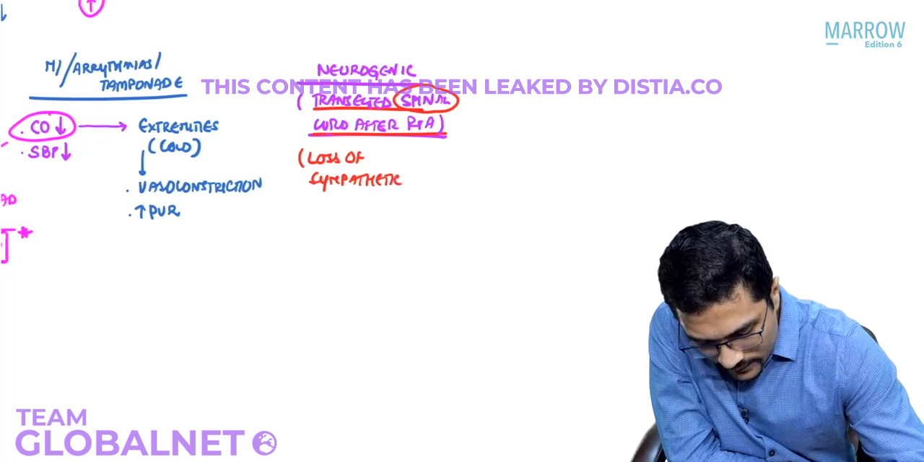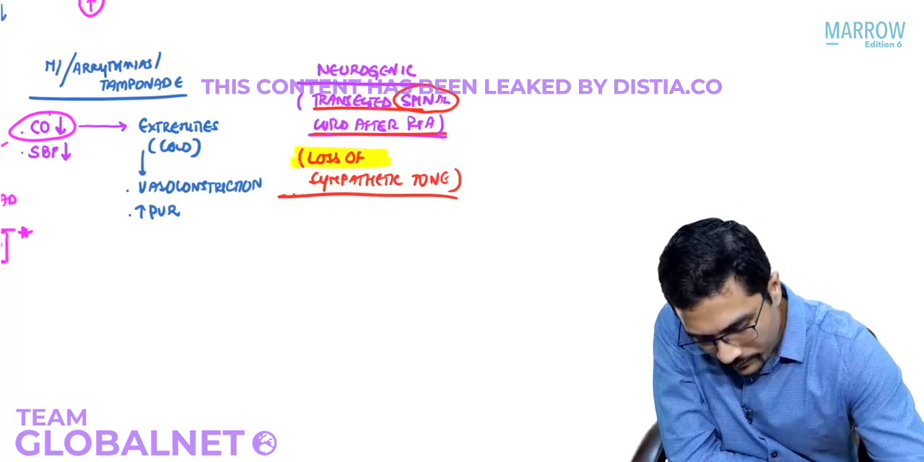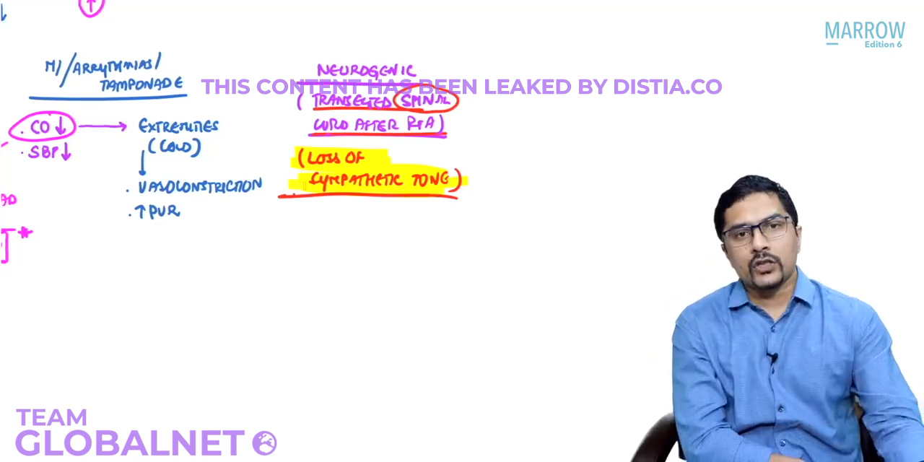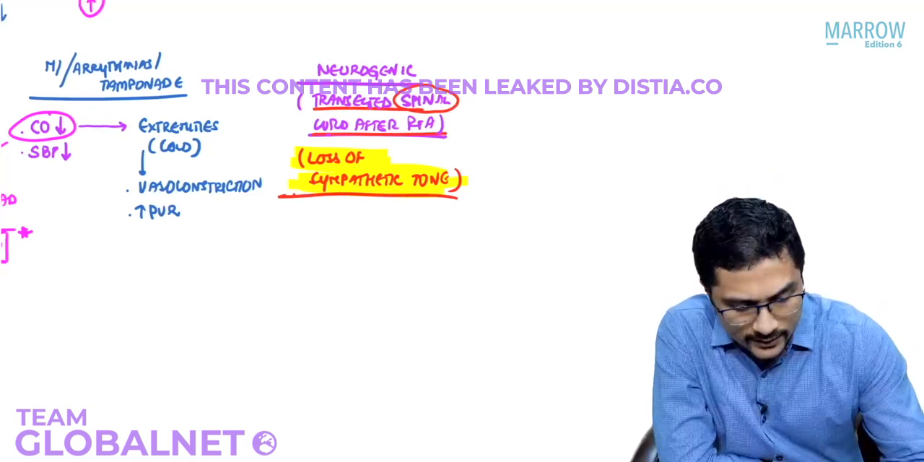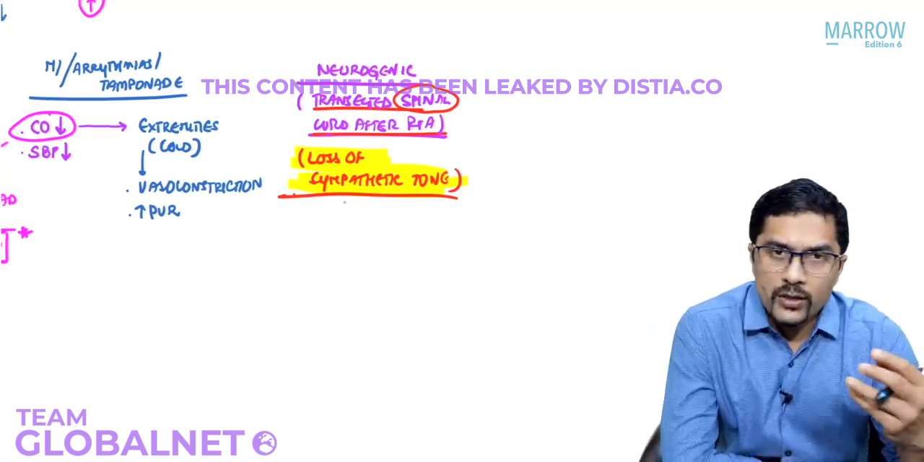There is loss of sympathetic tone. Just this one term is enough to understand the physiology. When there's loss of the sympathetic system or loss of sympathetic tone, you know what is going to happen.